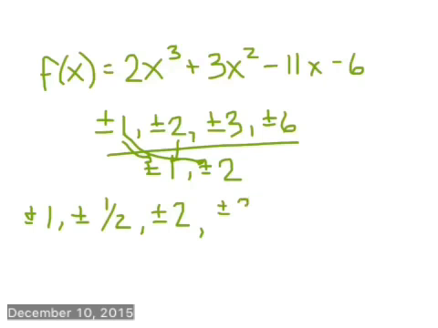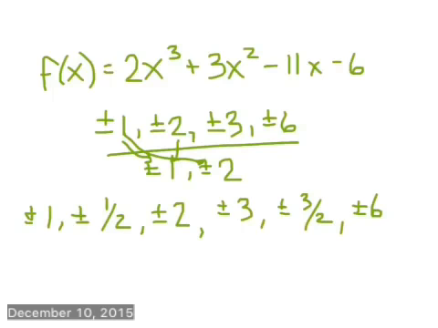Then 3 divided by 1 is 3. 3 divided by 2 is 3/2. 6 divided by 1 is 6. 6 divided by 2 is 3, and I already have that. So there's my list of possible solutions. Now it's not going to give me all the solutions, but it's going to give me at least a list of possible real solutions for that.